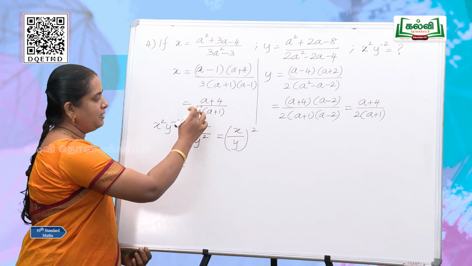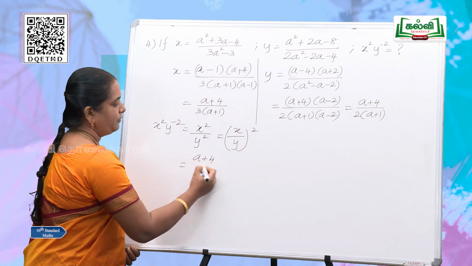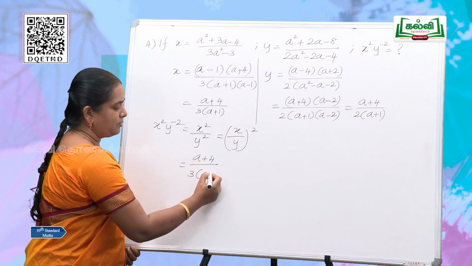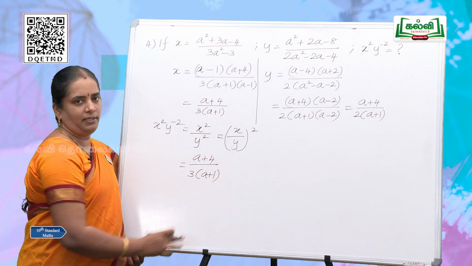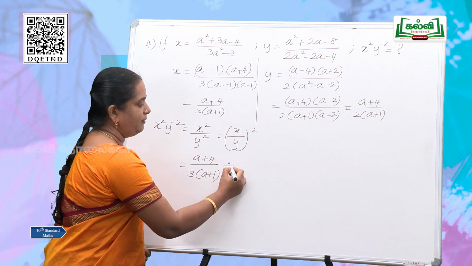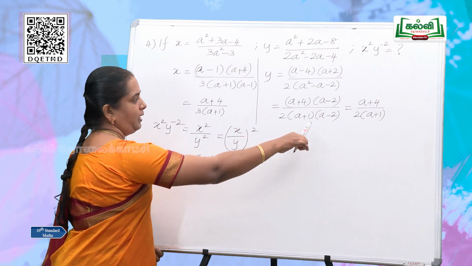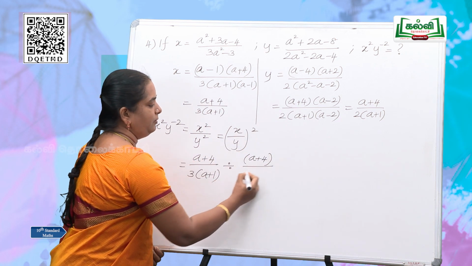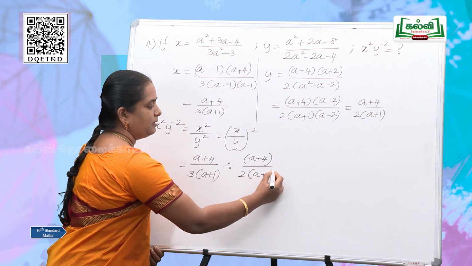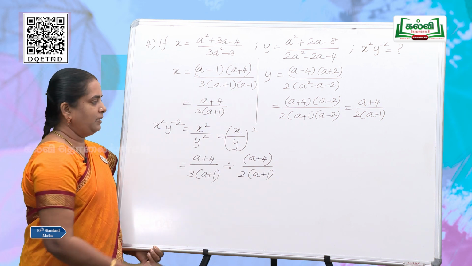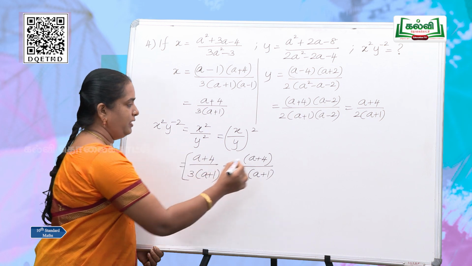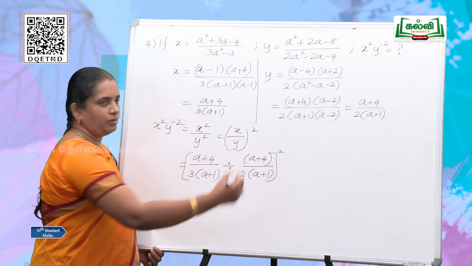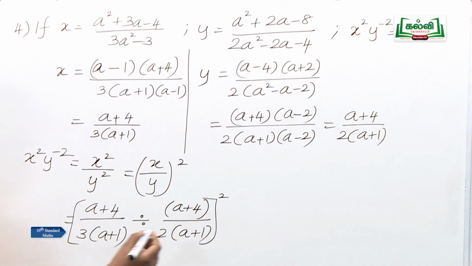So, the value of x is a plus 4 by 3 into a plus 1, divided by y. Y is taken to be a plus 4 divided by 2 into a plus 1, in the simplified form we are going to apply. Here the whole square, so we should not leave anything here, the whole square. See how this is going to be very simple for you.